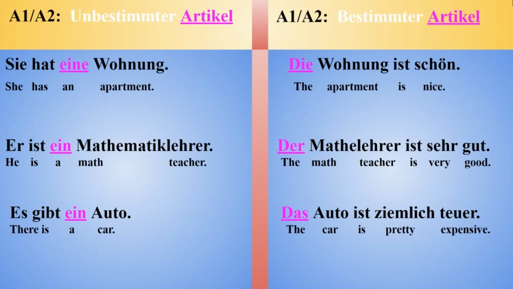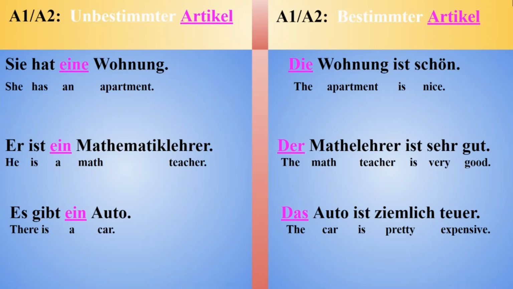Es gibt ein Auto. There is a car. Das Auto ist ziemlich teuer. The car is pretty expensive. Similarly, here also, in the first sentence, we are just talking about a car. Whereas, in the second sentence, we are talking about a particular car which is pretty expensive. So, this is the difference between definite article and indefinite article.